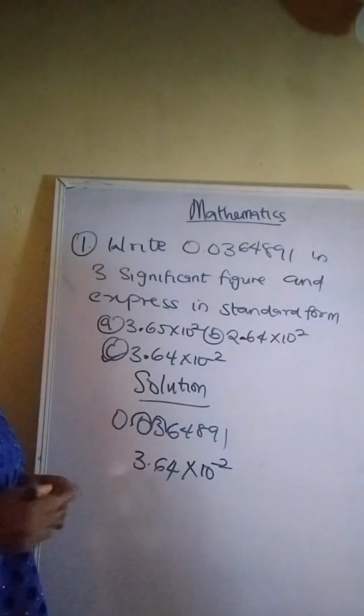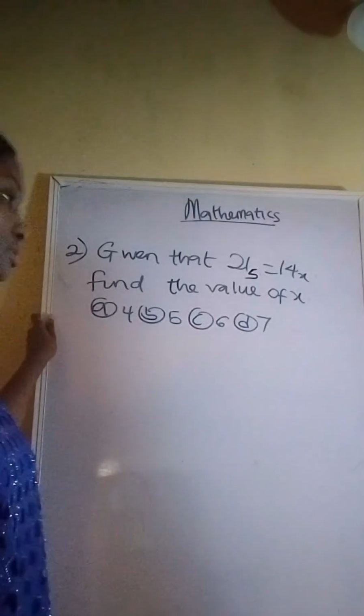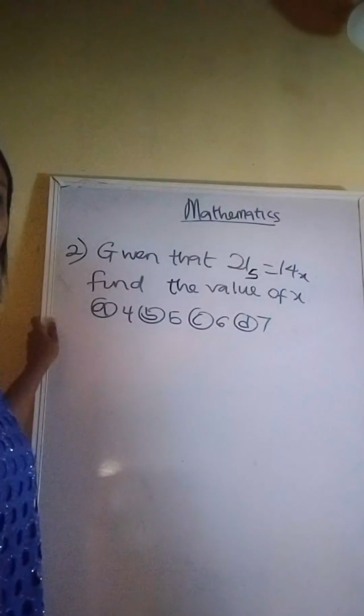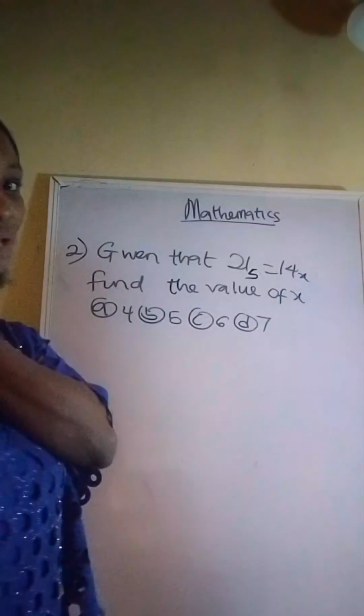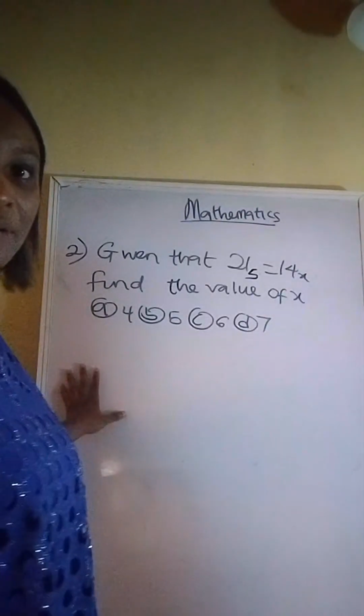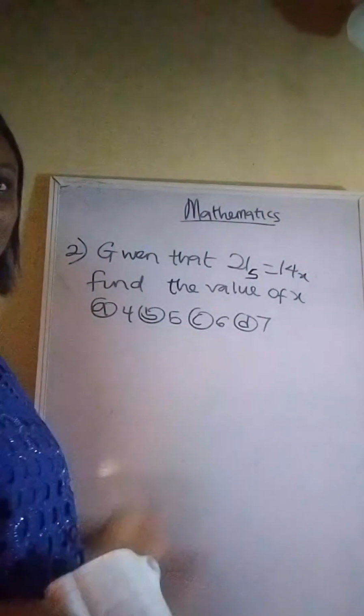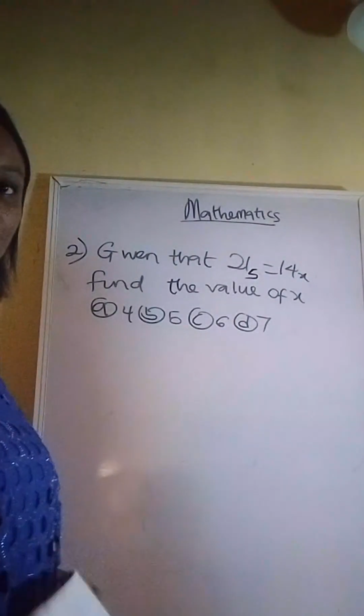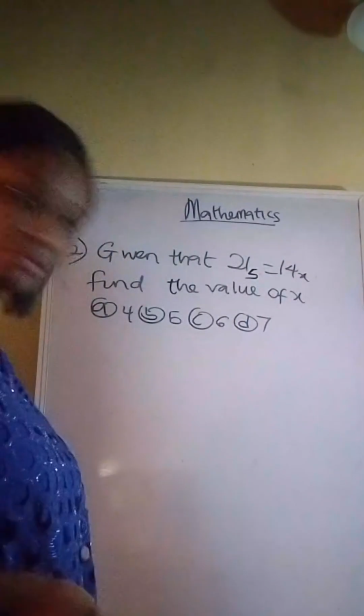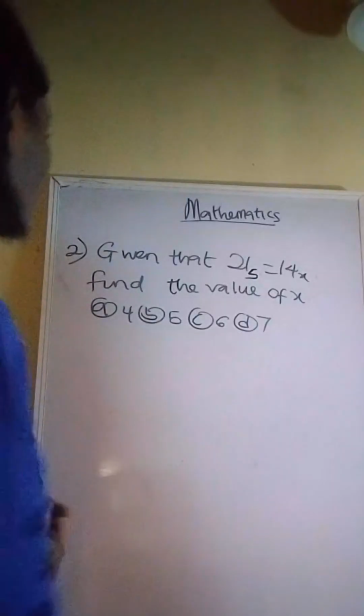So Ikenga is correct. 21 base 5 equals 14 base x. We have to find the value of x. So how are we going to do this? It's very easy. We've done this severally. To those who have been in our live class, we know that this is just a piece of cake. Very simple. Get it now? So let's solve it now.